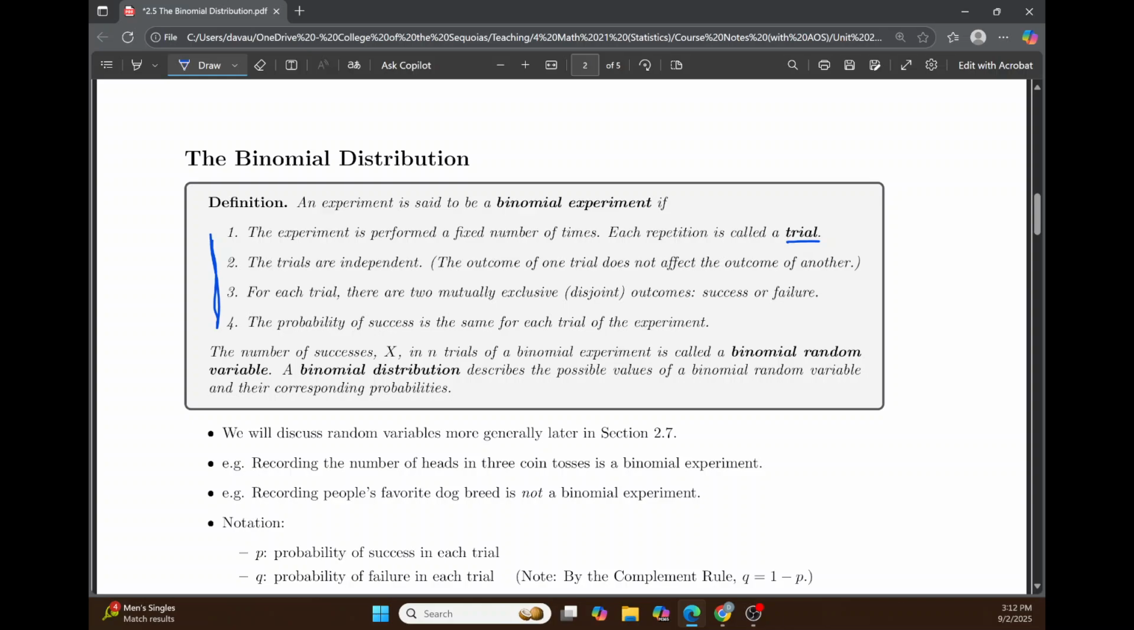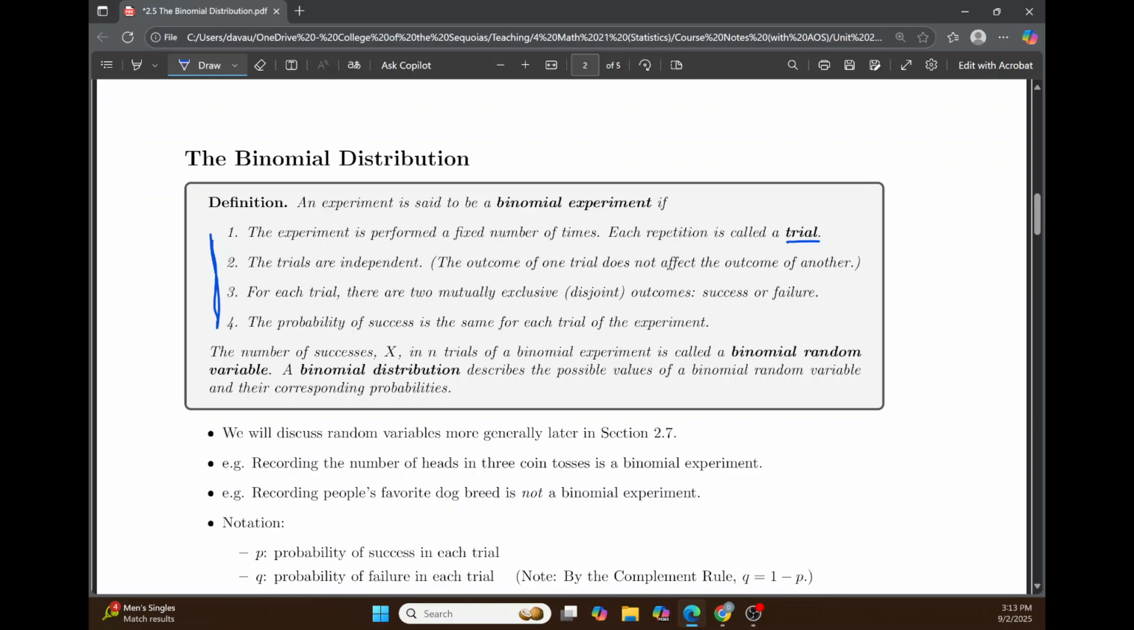Number 3, for each trial, there have to be 2 mutually exclusive outcomes, success or failure. And we saw that in the previous example. You either drew a diamond or you didn't. So diamond was success and anything else was failure. And then number 4, the probability of success has to be the same for each trial of the experiment. And again, that was true of the previous example. We had a 25% chance of drawing a diamond each time. So if those 4 criteria are met, then we have a binomial experiment on our hands.